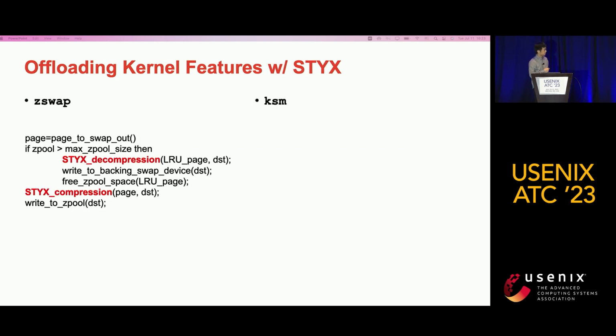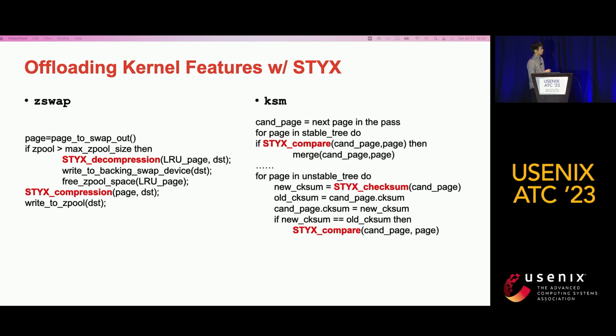So we demonstrated the effectiveness of STYX after re-implementing these two kernel features in Linux kernel 5.4. The changes in the kernel are very minor. For example, in this pseudocode snippet, for zswap, we just replace the functions. The original is page compression, page decompression. We just replace two functions. And for KSM, we just need to locate the page comparison and checksum calculation functions, and then replace them with our version.